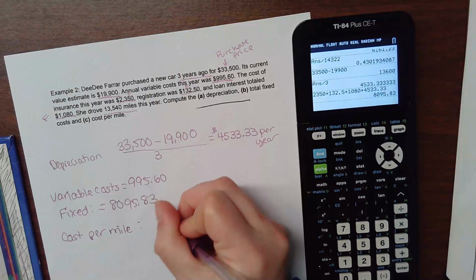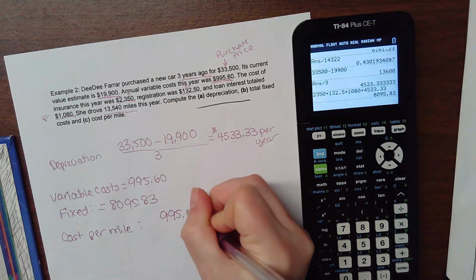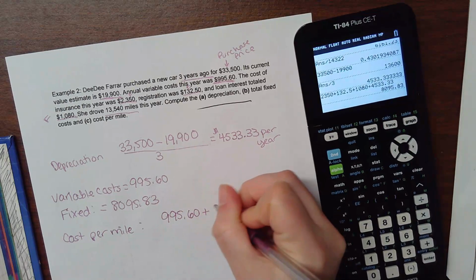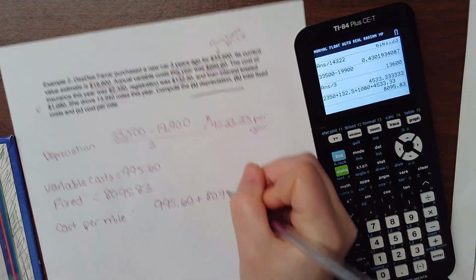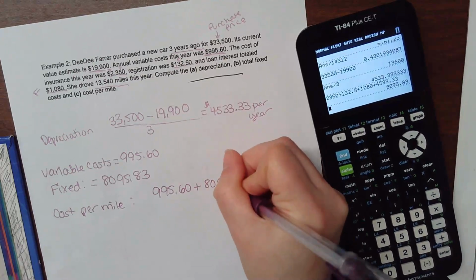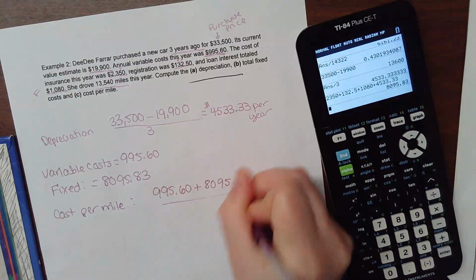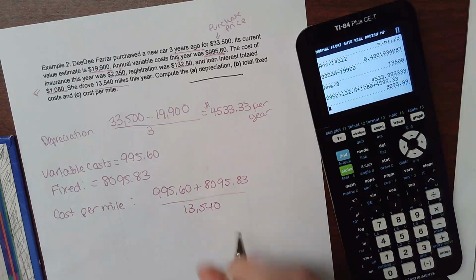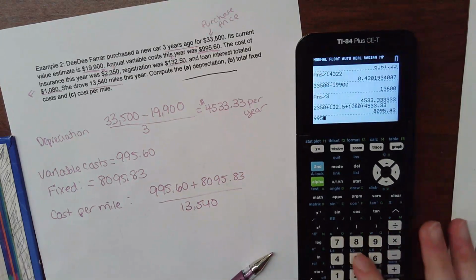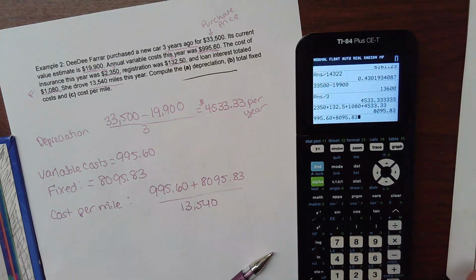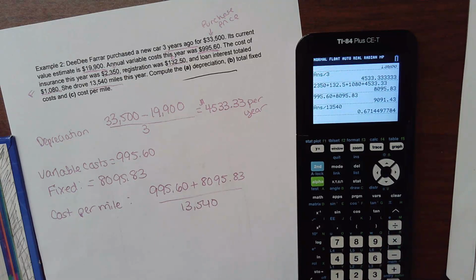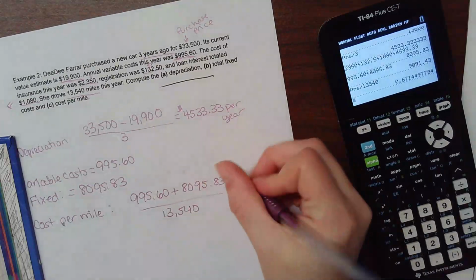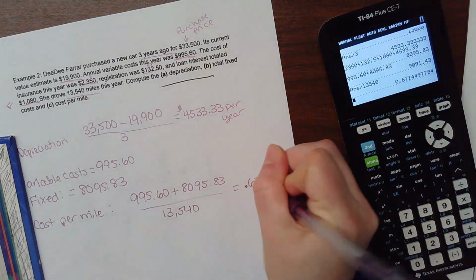So we're going to take the variable. We're going to take the fixed. And we're going to divide it by the amount of miles. Ooh, this lady's spending 67 cents per mile.